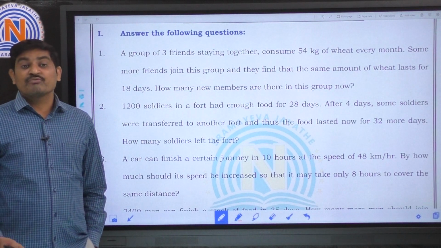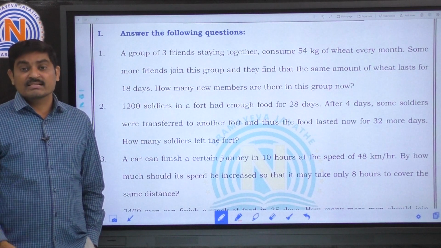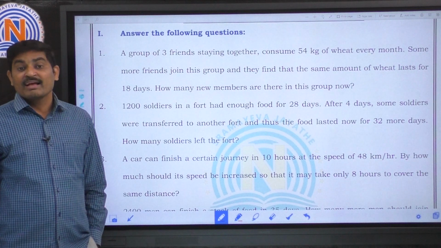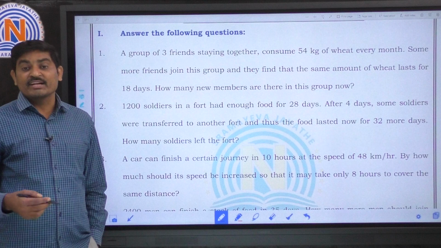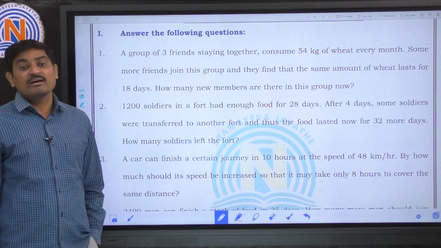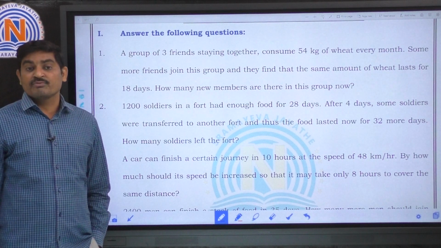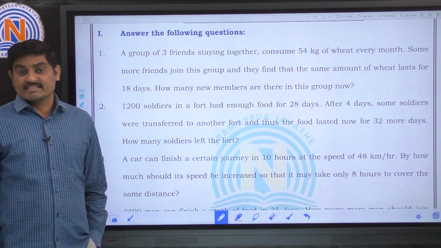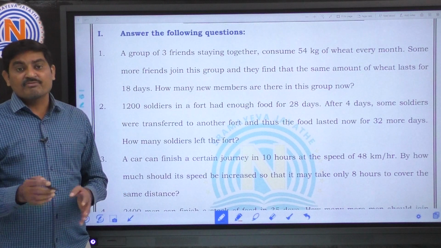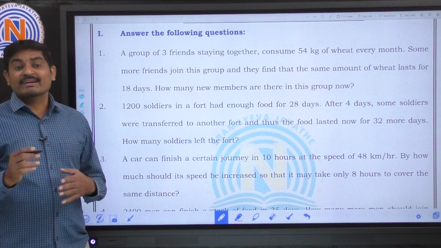1200 soldiers in a fort had enough food for 28 days. After 4 days, some soldiers were transferred to another fort, and thus the food lasted for 32 more days. How many soldiers left the fort? Here actually how many soldiers are there? 1200 soldiers in a fort had food for 28 days. After 4 days, that means 4 days were completed. So here some soldiers were transferred.